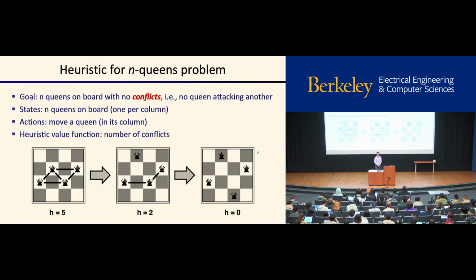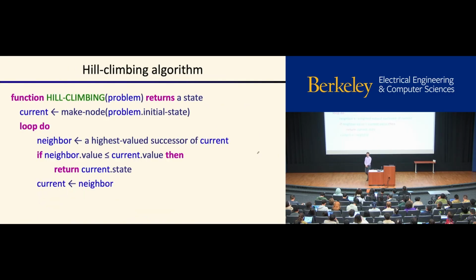So let's describe the algorithm here. It's a very simple algorithm. We start by setting our current state to be some initial state. And then we loop. For each iteration of the loop, we look at the neighbors, the successors of our current state. We pick the one that has the highest value.